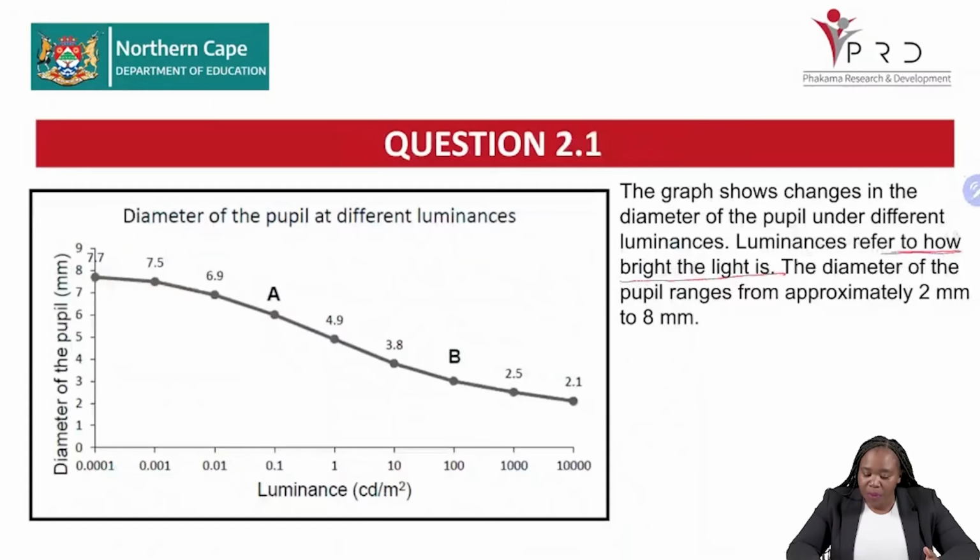The diameter of the pupil ranges from approximately 2 millimeters to 8 millimeters, right? So it means that here we are going to be seeing the diameter of the eye or the pupil as the luminescence changes, or as the brightness of the light changes. If we have a look at the graph that we have been given here, we have our luminescence on the x-axis and the diameter of the pupil on the y-axis. This essentially tells us that the luminescence controls the diameter of the eye, meaning that as the luminescence changes, it then causes changes in the diameter of the eye or the pupil, right?